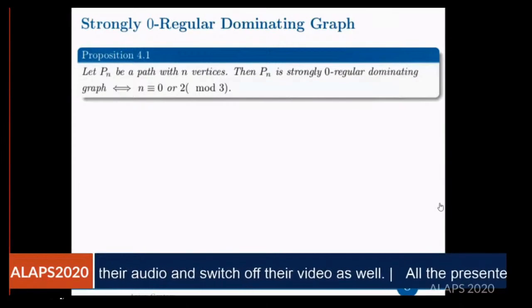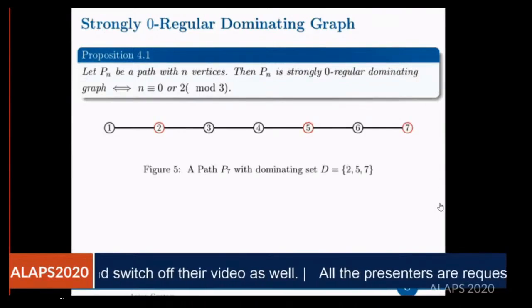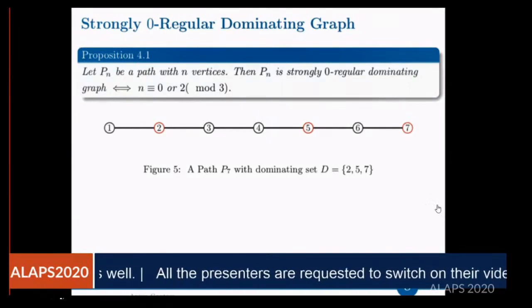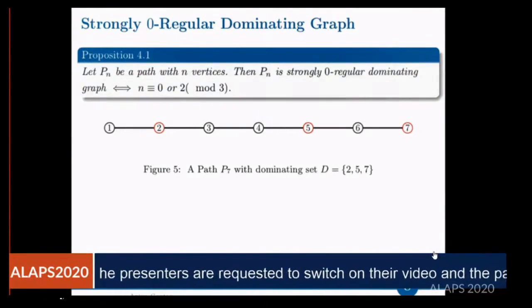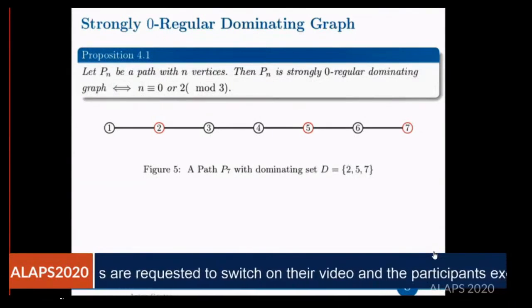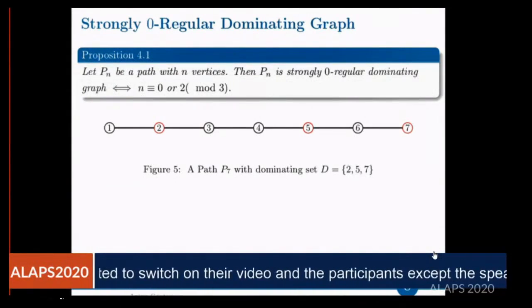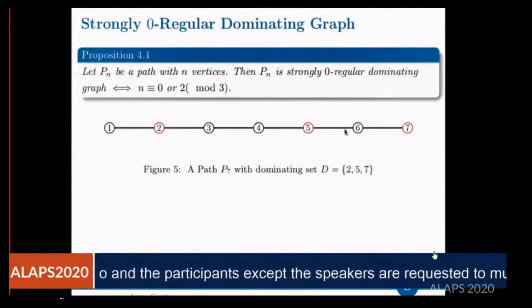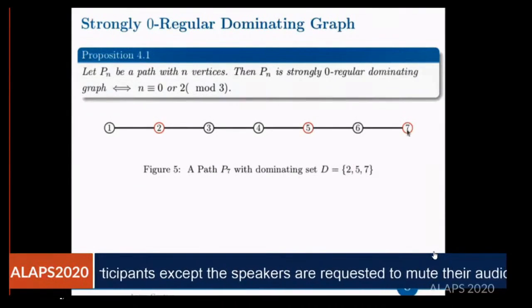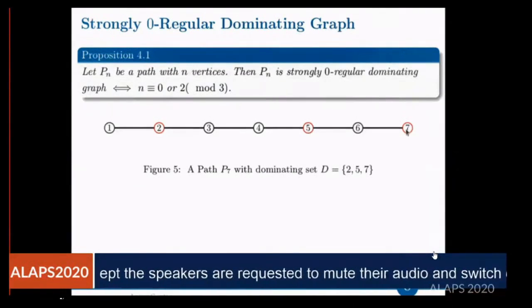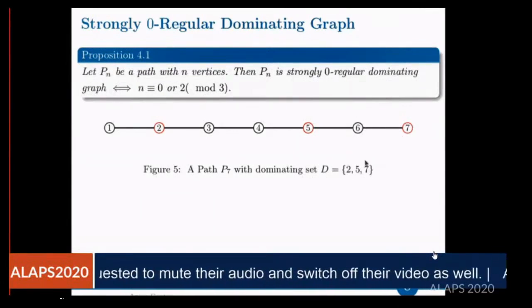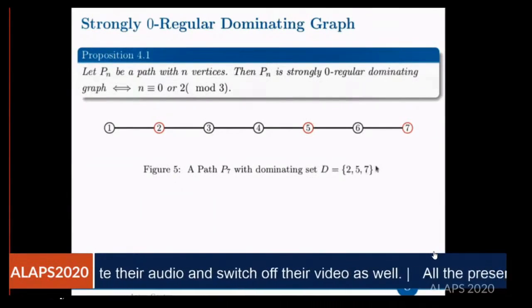Now we can see in this figure a path P7 with dominating set 2, 5, 7. We can easily say that 2 vertices are not sufficient to dominate this graph, as 2 has covered 1 and 3, 5 has covered 4 and 6, and 7 remains still. So we have to include one more vertex. Here we have included 7. Now with this inclusion, the dominating set is 2, 5, 7.